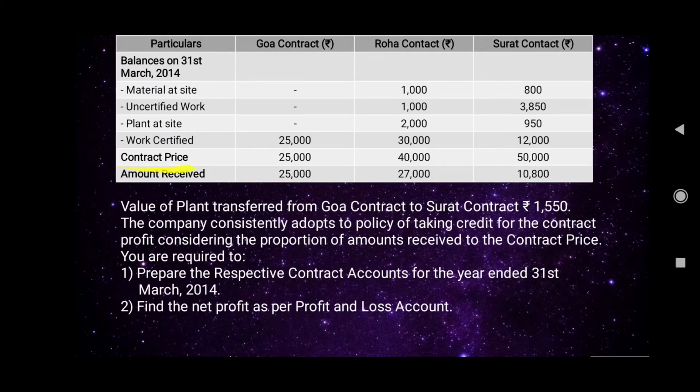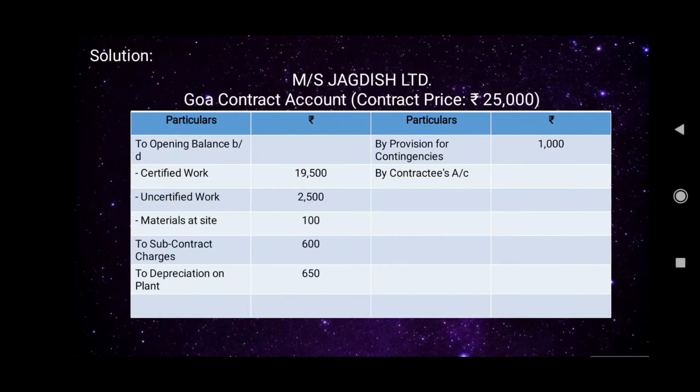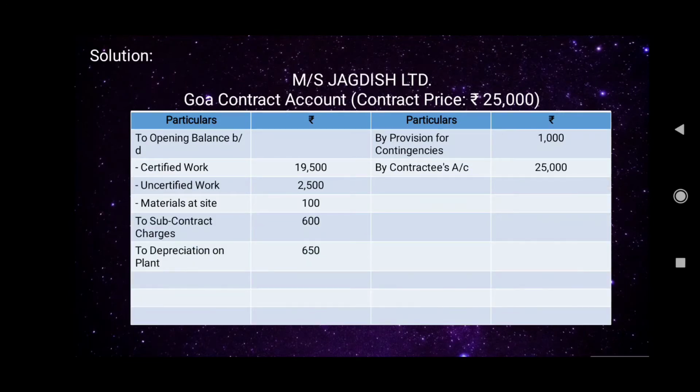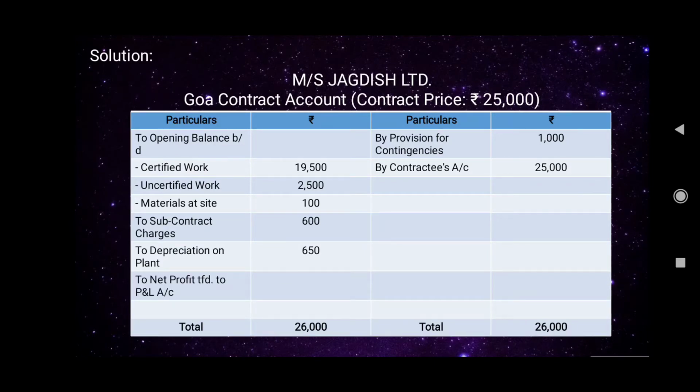Next is contract price, amount is given as 25,000 for Goa contract. So let us record it. By contractee's account on the credit side, amount is 25,000. So now let us take the total of both the sides, which is 26,000. So the balancing amount is coming on the debit side, which will be termed as net profit transferred to profit and loss account. So the amount will be rupees 2,650.